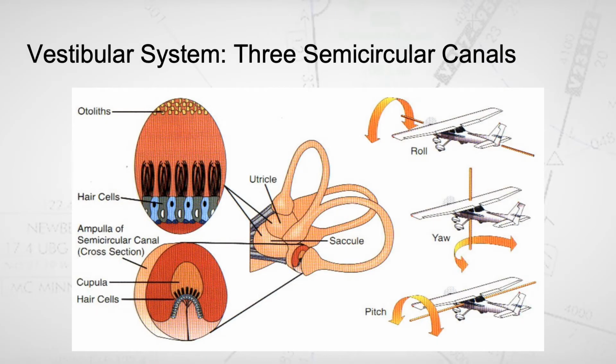There are 3 canals or loops within your ear that are filled with fluid, each oriented on a different axis. When you turn your head, fluid flows through one or more of the loops. As this happens, the fluids deflect small hair cells which send signals to your brain that your attitude is changing about one of the 3 axes.